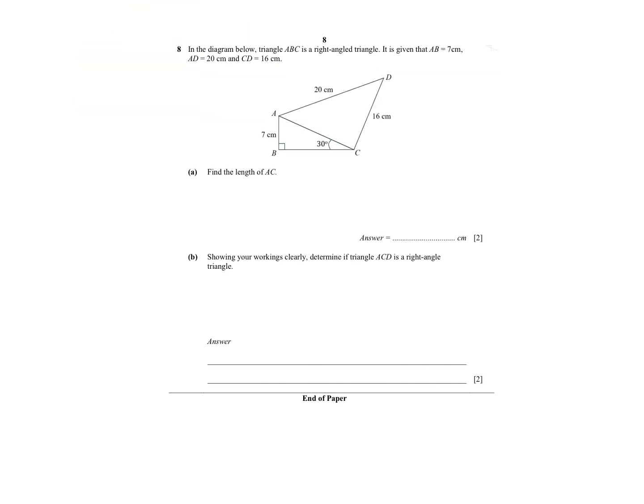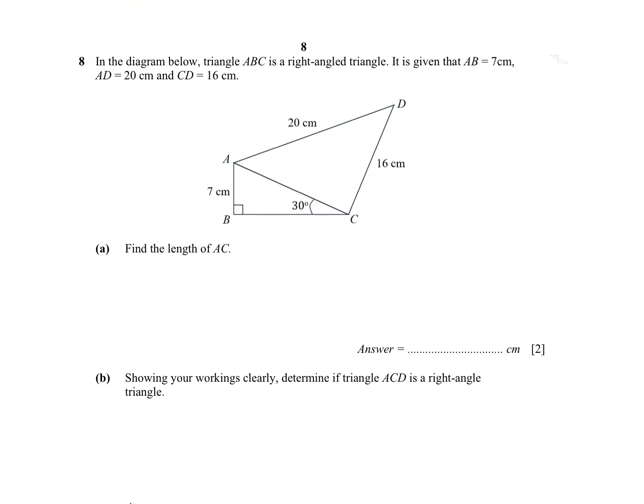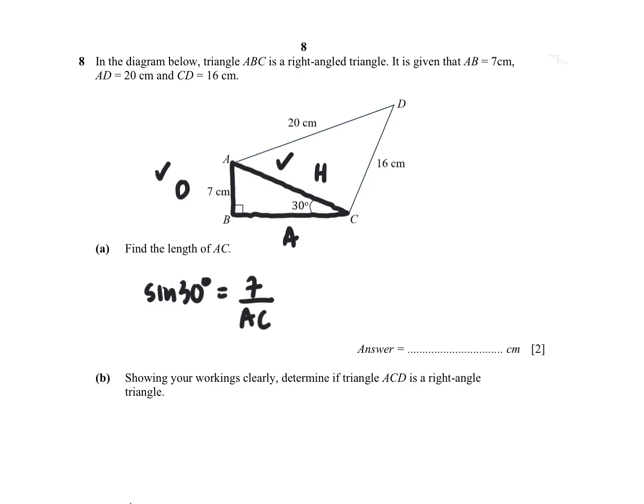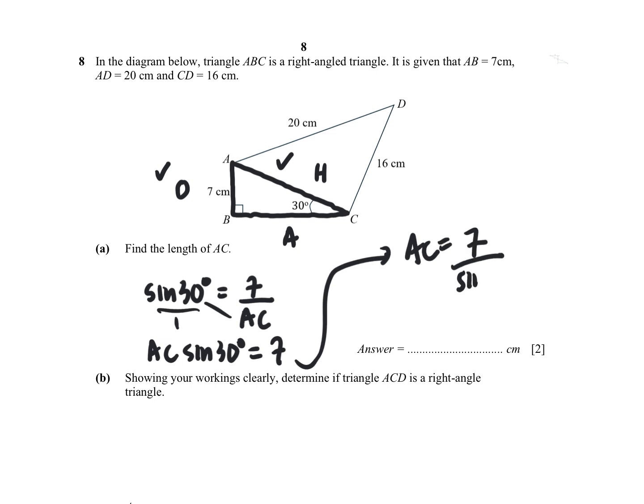Okay, last one. This one. How to find AC? You look at the right angle triangle here. H, A, and O. I want to find H, I have O. So use SOH. So what you do is cross multiply. So AC will just be 7 divided by sine 30. You press calculator, it will give you 14. So I need to see this to give you method mark, and answer mark.